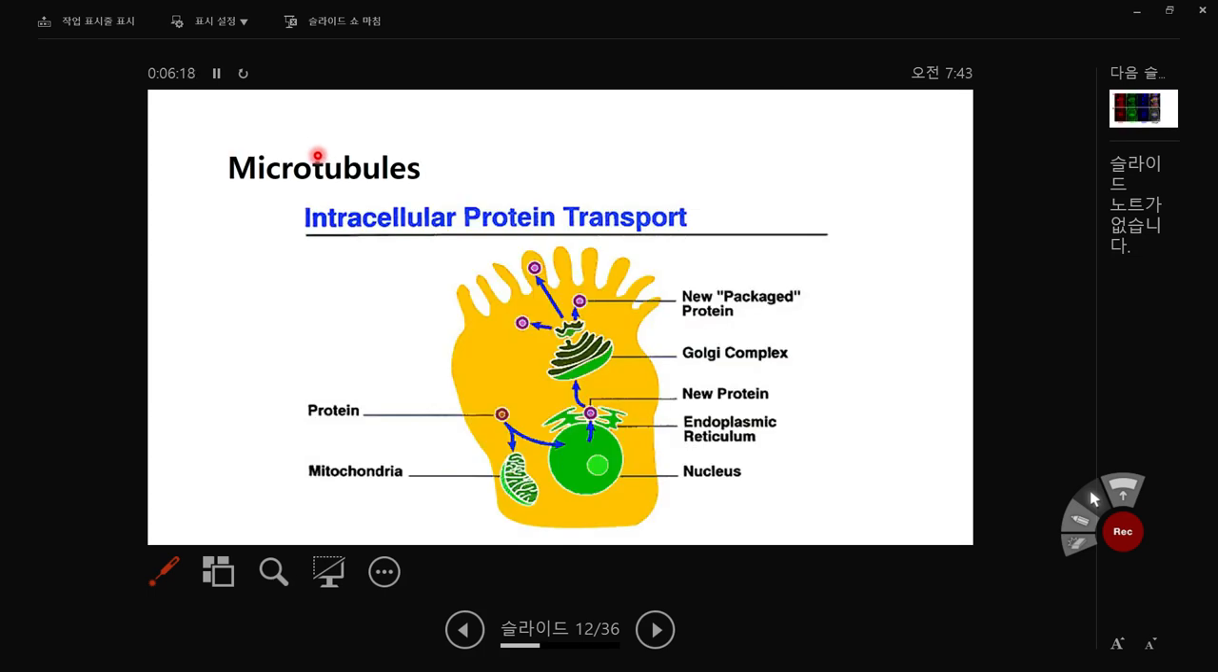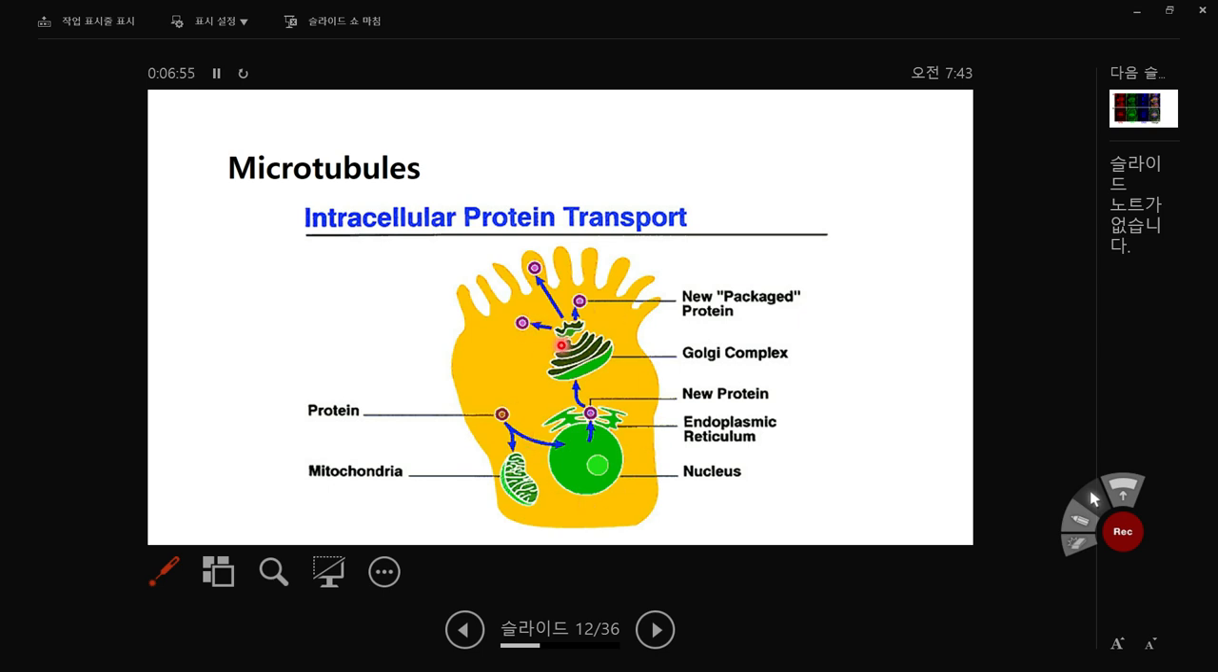So microtubule as an intracellular protein transporter. So let's say new protein are made. First, from the DNA, they are transcript to the mRNA. In the mRNA, in endoplasmic reticulum, through the ribosome, they make the protein. And then through the Golgi complex, they are more modified by glycoprotein or lipid. And then now they are ready for going out or ready for be used intracellular cell organelles.